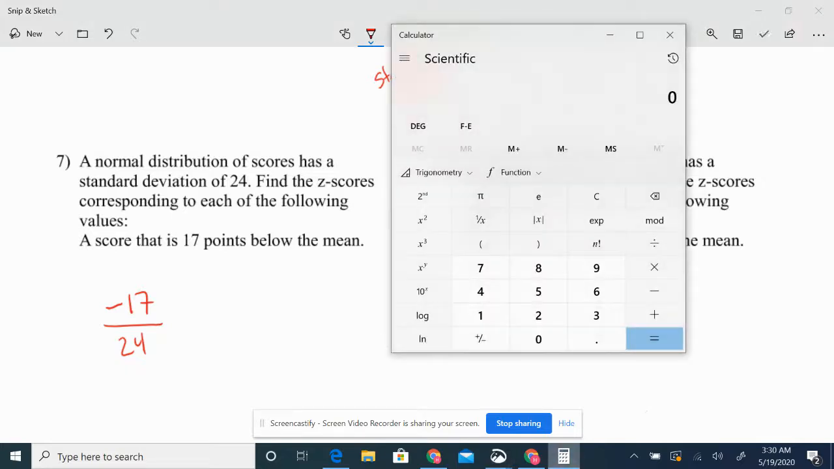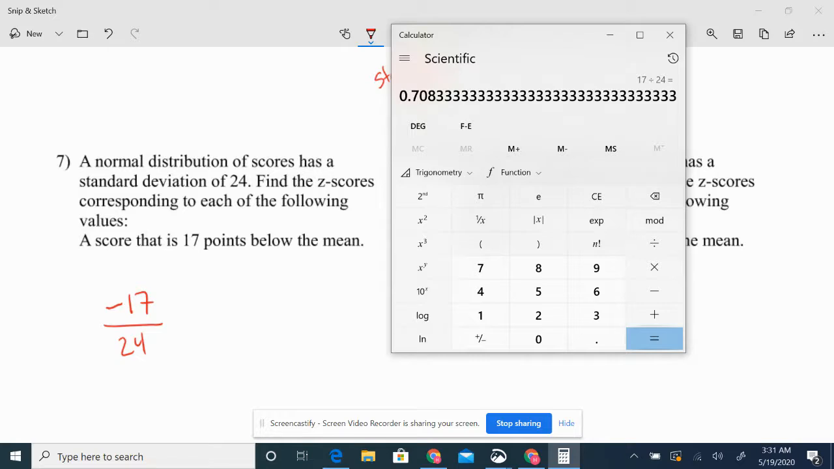Now I need a calculator for this. I want to know how much is 17 divided by 24. I'm ignoring the negative sign right now. Once I type in my answer, I will include the negative sign. In statistics, there's something talked about regarding rounding, a way of how to round numbers. But in my case, we're in algebra 2, so let's round to 2 decimal places.